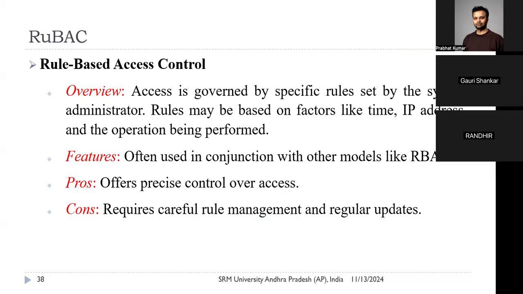Let's suppose admin is there, and you are giving this attribute like location. Now location is one attribute, but you are setting some rules. What is the rule? Less than 500 meters. This is one rule. So location means less than or equal to 500 meters. This is actually one condition you are giving. This condition is known as a rule.